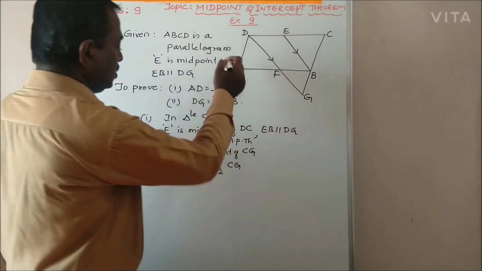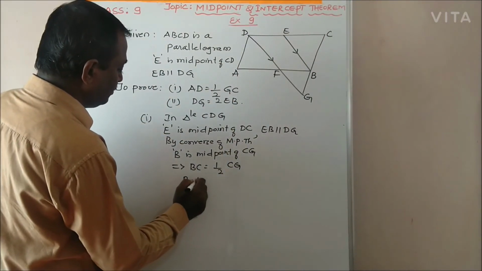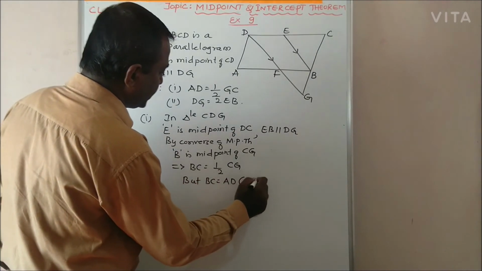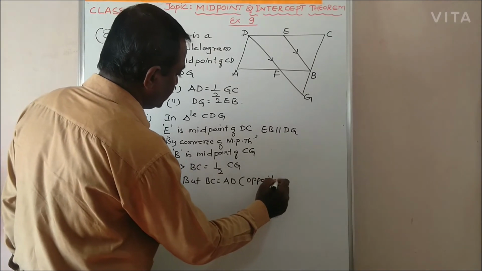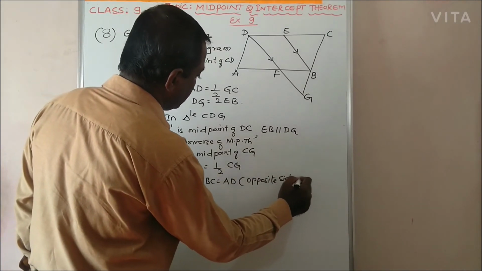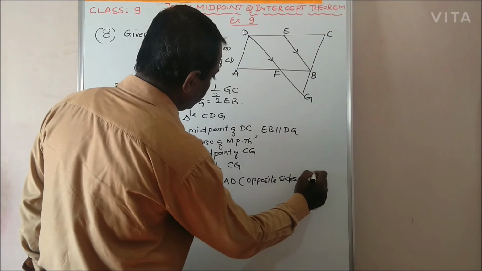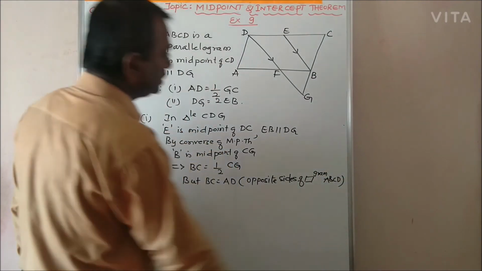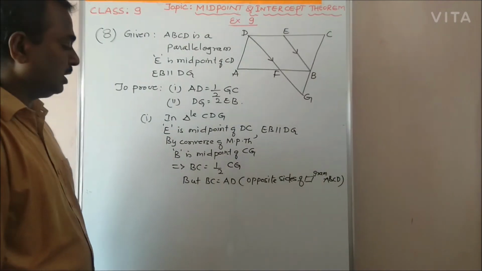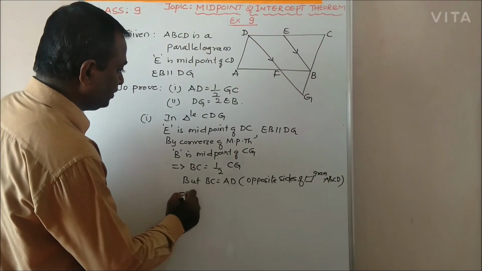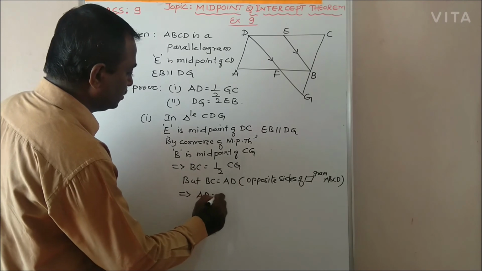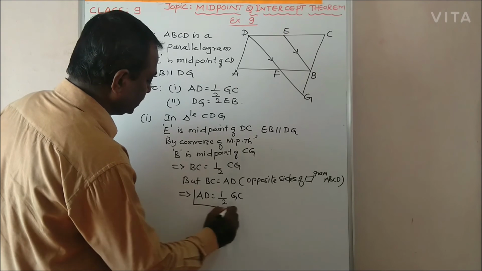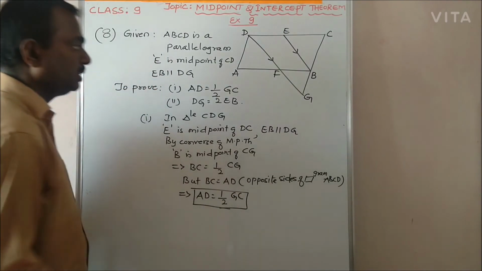But BC is equal to AD, opposite sides of parallelogram ABCD. Correct? This implies instead of BC we can write AD is equal to half of GC. This is the first proof.